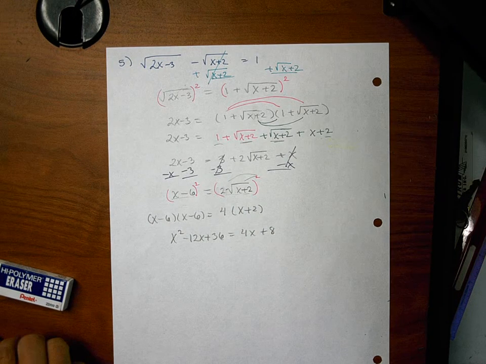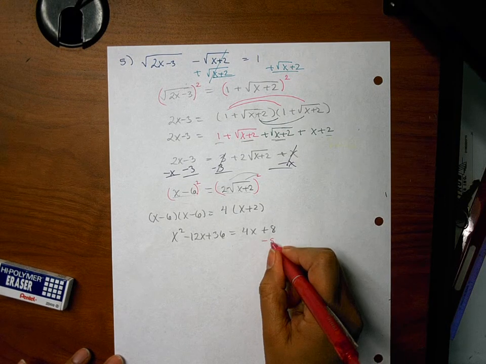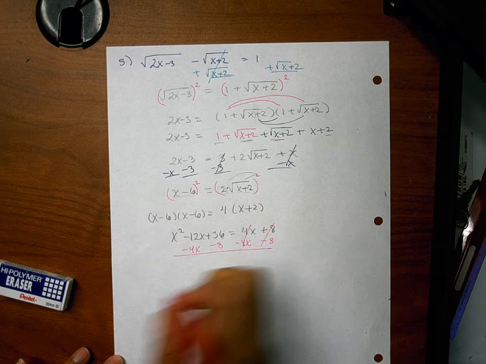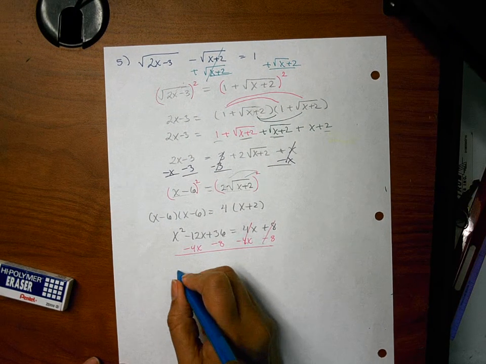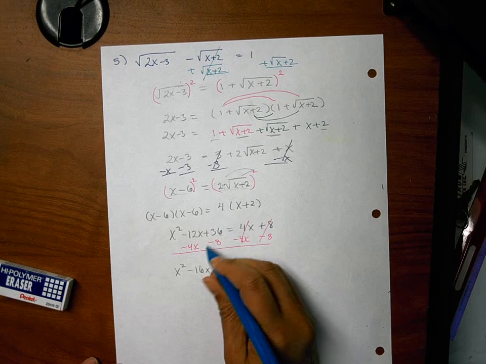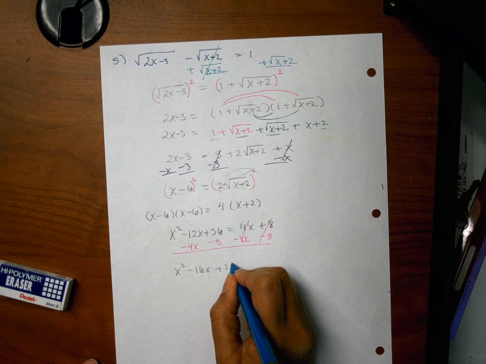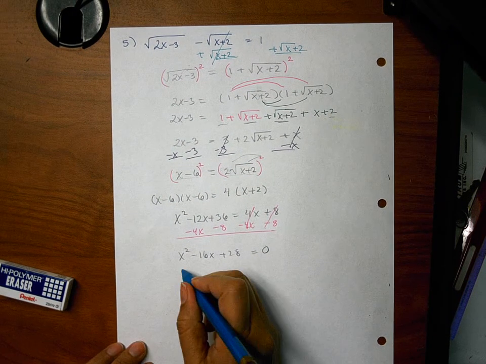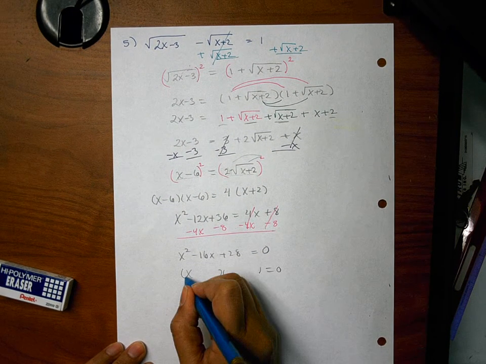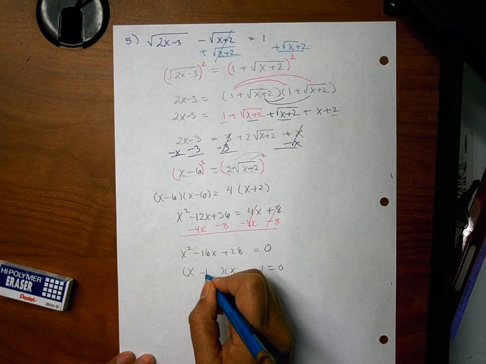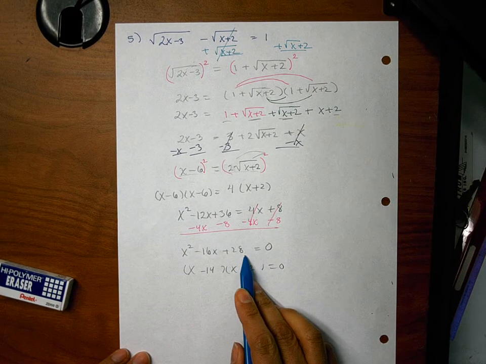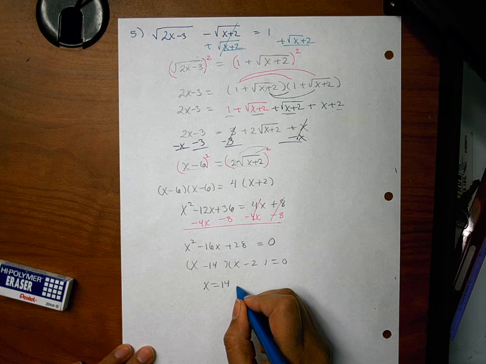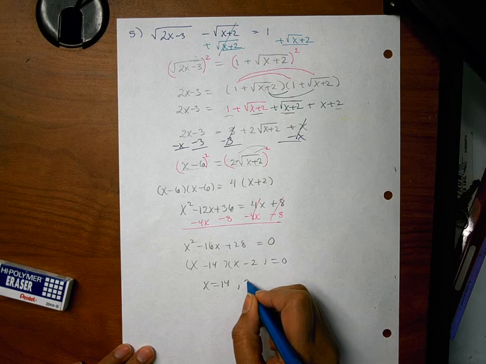Whew. And now we're finally ready to solve. I'm going to subtract the 8 here, subtract the 4x here, and that gives me x squared minus 16x. 36 take away 8 is plus 28 equals 0. We get equal to 0, so we can factor and solve. And that is minus 14 minus 2. Multiplies, adds up. X equals 14 and 2. Same thing with this one.